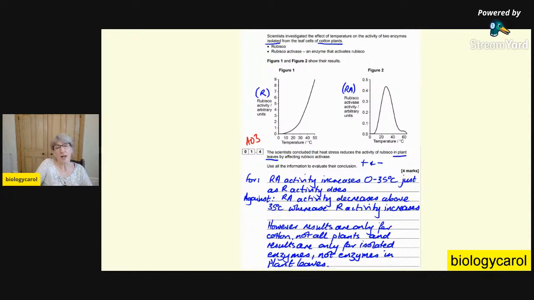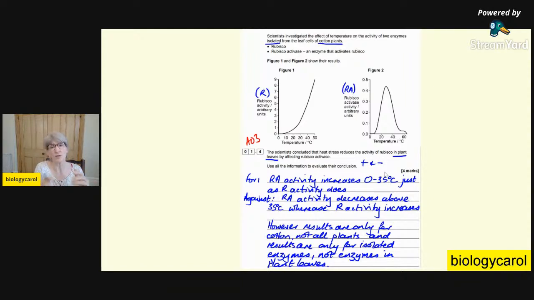However, results are only for cotton, not all plants, as the scientists have said. And also the experiment is in isolated enzymes, whereas the conclusion has been made for all plant leaves. So really useful to remember that when you are evaluating data, look for the obvious things that are pros that support the conclusion, look for obvious things in the data that don't support the conclusion. And when you've run out of things to say about the data, then I would go to critiquing the experiment.